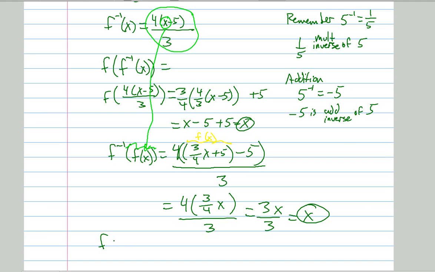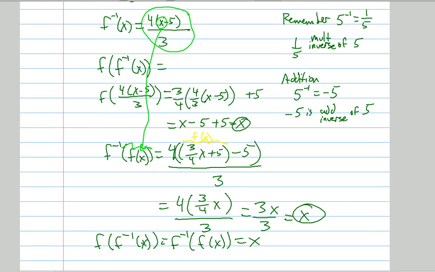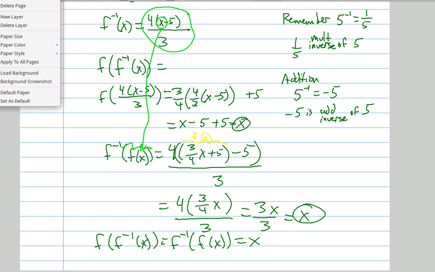Well, I see that f of f inverse of x is equal to f inverse of f of x, and they're both equal to x. So the inverse has undone the function, the function has undone the inverse, and it just leaves me with x as the answer.